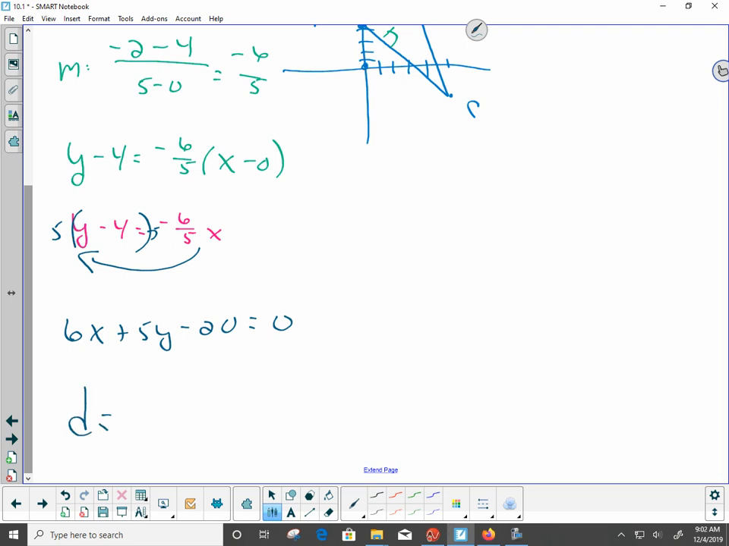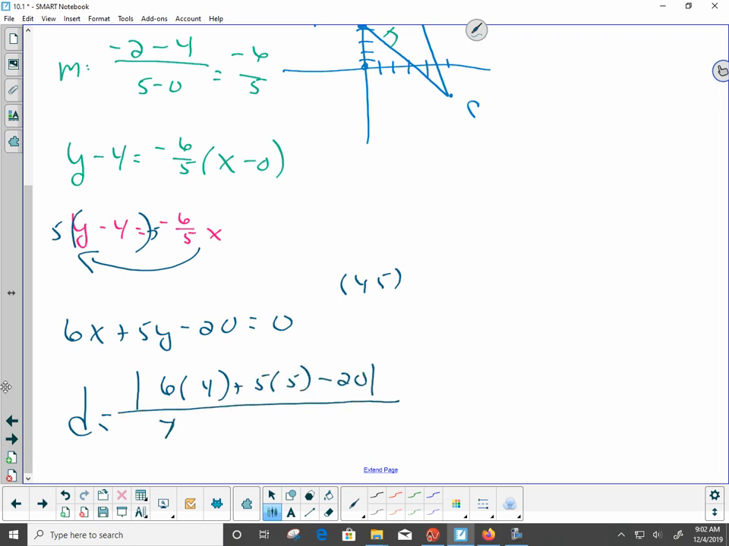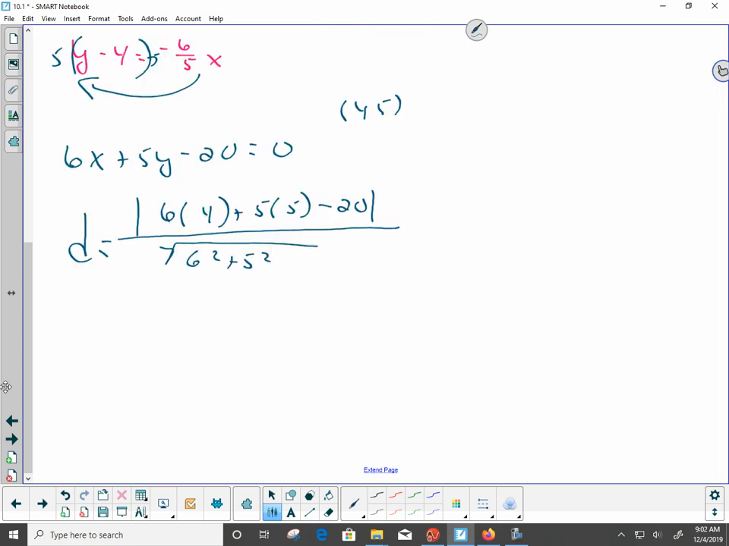Distance between the point and that line. 6 times the point is 4, 5 times 5 minus 20, all over the square root of 6 squared plus 5 squared. So the numerator ends up being 24 plus 25 minus 20, which is 29. And then the square root of 61.